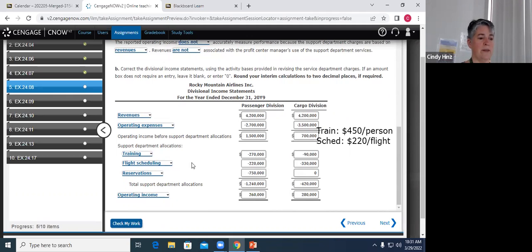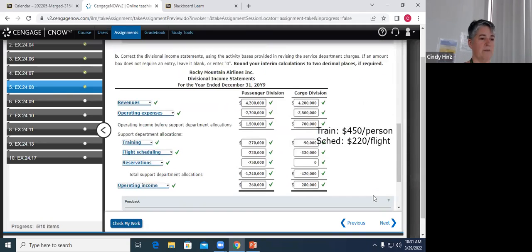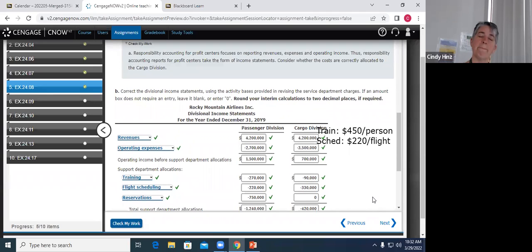Any questions? Green check marks in there. So who would kind of be in charge of making sure they're accurately allocated? Would it be whoever's in charge of the passenger cargo division, or whoever's in charge of each of the support? It would be up to the accounting department.